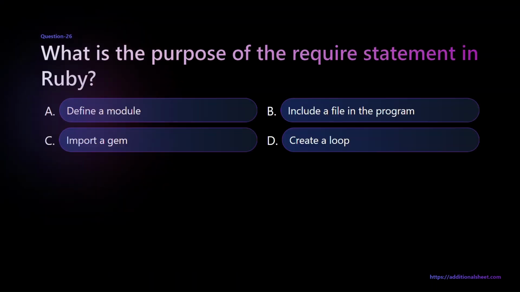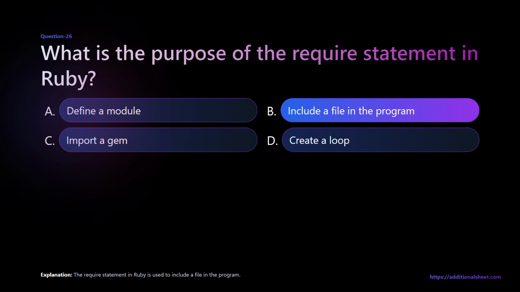What is the purpose of the require statement in Ruby? Option A, define a module. Option B, include a file in the program. Option C, import a gem. Option D, create a loop. The correct answer is option B, include a file in the program.